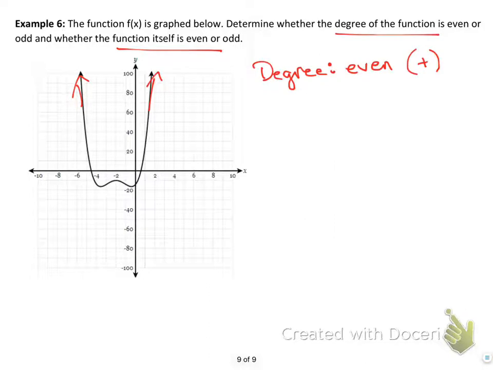Now, is the function even? Well, in order for the function to be even, it would have to be a perfect reflection about the y-axis. If you were to take this paper and fold it in half, you would not get the same thing on both sides of that piece of paper because it's not symmetric. So the degree is even, but the function is not even, because it is not symmetric about that line. It is also not odd, because then it would have to be symmetric about the origin.